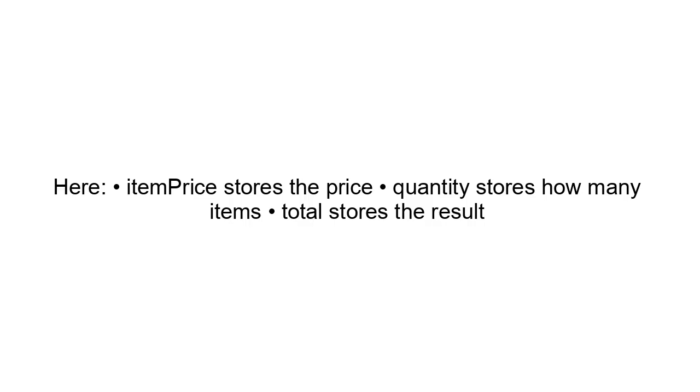Example scenario, real life, shopping app example. Variables: item price equals 50, quantity equals 2, total equals item price times quantity. Here, item price stores the price. Quantity stores how many items. Total stores the result. This makes the program reusable, flexible, easy to change.